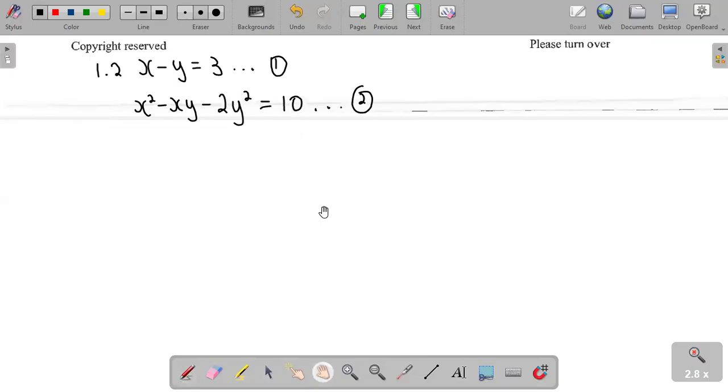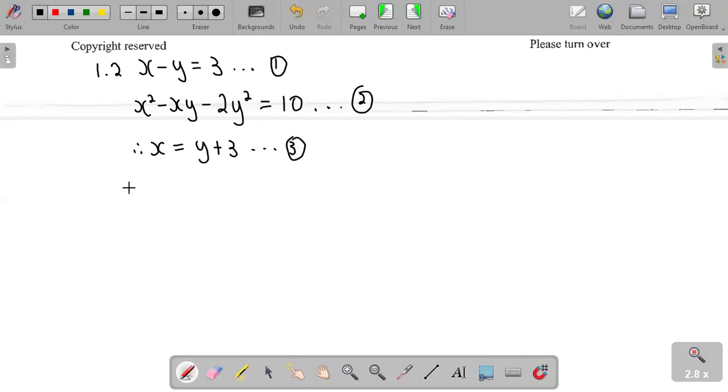And then we can make equation 3 from equation 1. We can take y to the other side, such that therefore x equals y plus 3. And then this becomes equation 3.